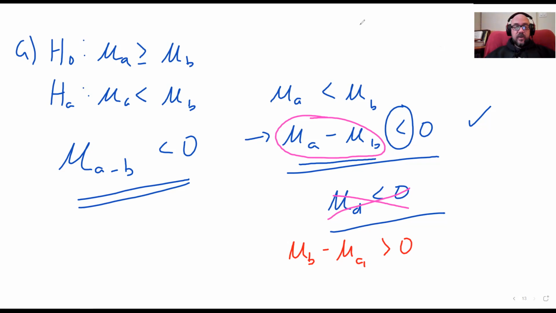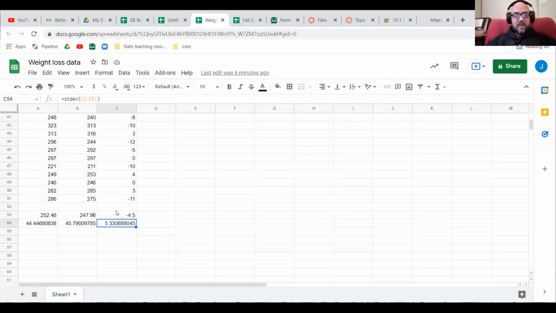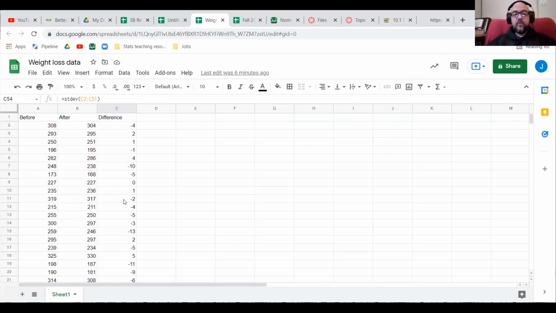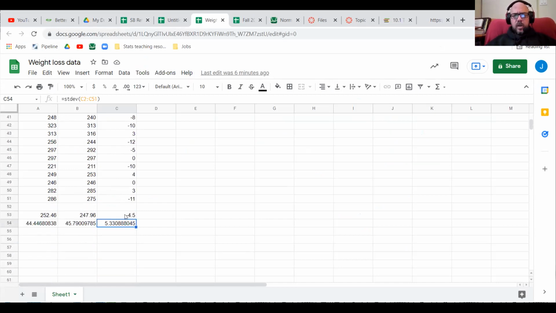Now, I'm going to go to the calculator. Actually, I'm not going to go to the calculator. I'm going to go to the weight loss data because I need to know these numbers, right? We have an N of 50. And notice it's just 50. It's not 100. We don't really have two different samples of size 50. What we have is one sample of differences, and there's 50 differences. So I've got N of 50. The mean difference is negative 4.5, and the standard deviation was 5.33.